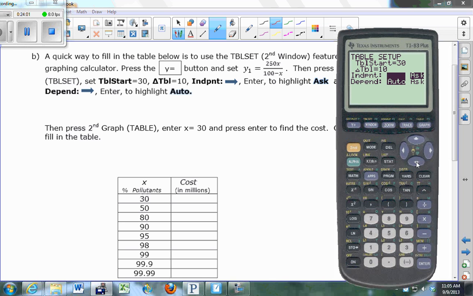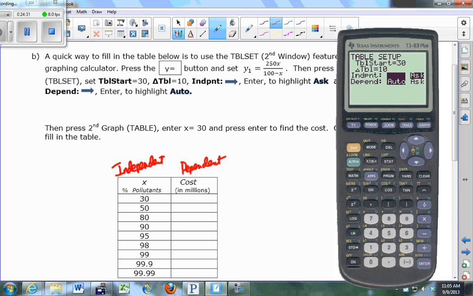Now this is really your choice. This is called your independent variable. This is what you plug into your expression, and out comes the cost. So the cost depends on what you put in. The cost is the dependent variable, and the percentage of pollutants is the independent variable.